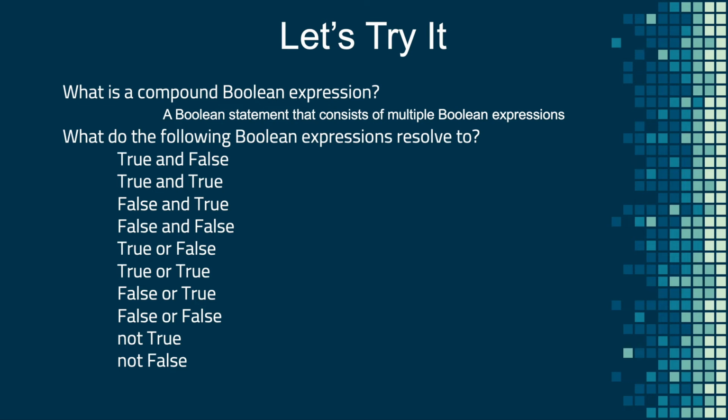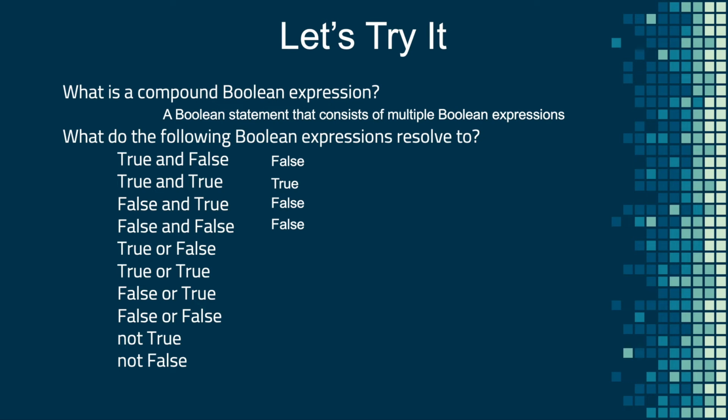So now let's go through this. What do the following Boolean expressions resolve to? If we have true and false with the and keyword, that resolves to false. True and true resolves to true. False and true resolves to false. And false and false resolves to false. Because again, the only time an and is true is if both are true.